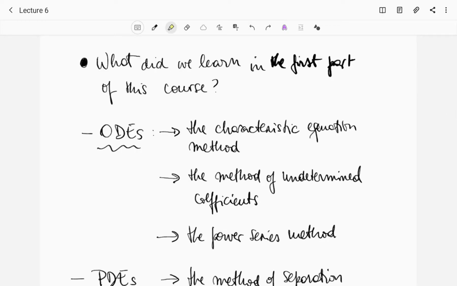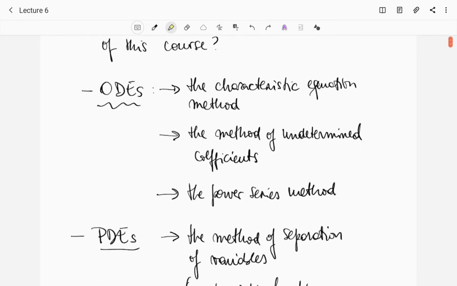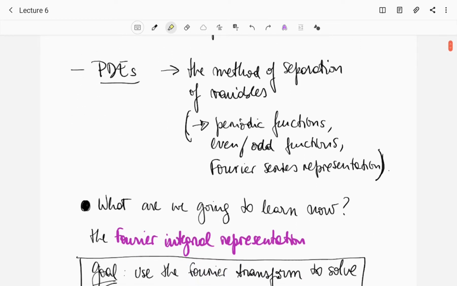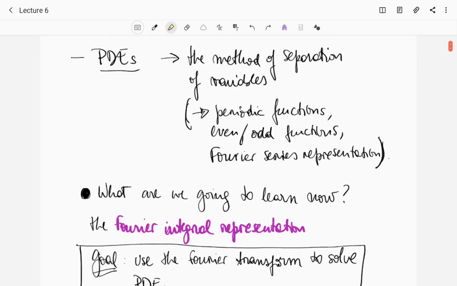So, what did we learn in the first part of the course? About ODEs, we saw the characteristic equation method, the method of undetermined coefficients, and the power series method. And then for partial differential equations, we saw the method of separation of variables. And before that, we saw periodic functions, even and odd functions, Fourier series representations, and that's it.